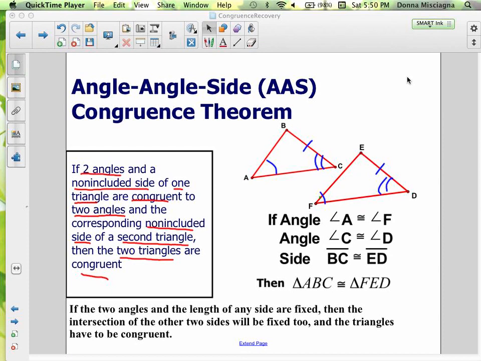So if the two angles and the length of any side are fixed, then the intersection of the other two sides will be fixed too, and the triangles have to be congruent. And we'll take a look at that on the next slide.